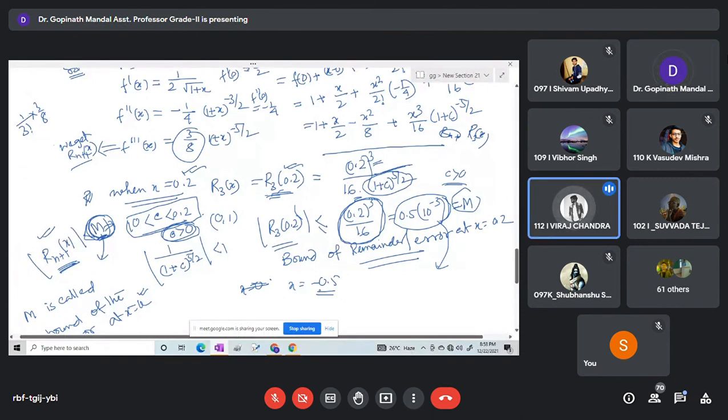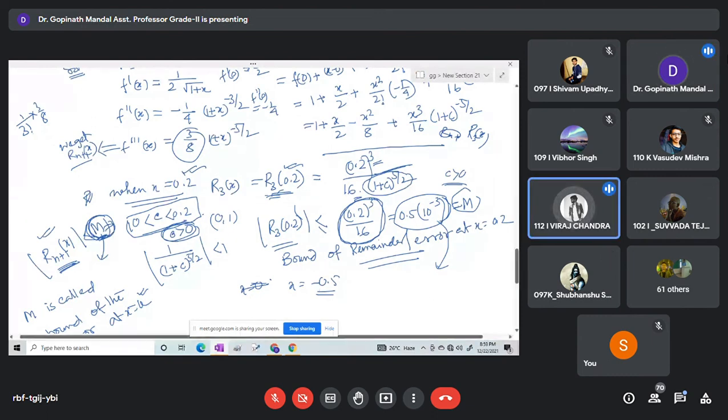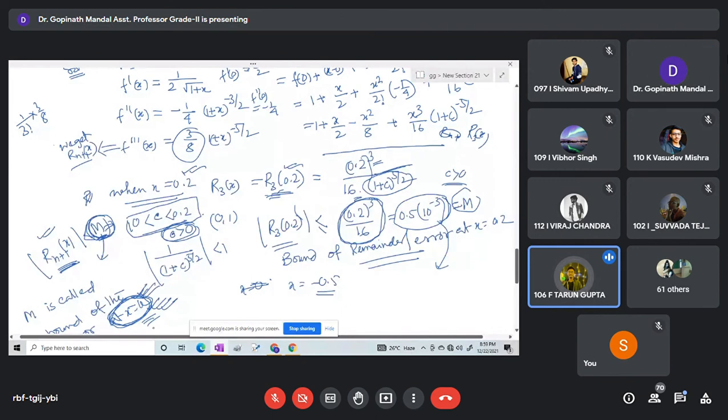If we take x equal to some other value than 0.2, then the value of m changes. So we will be asked to find the bound of the remainder at a particular x. That x will be given in the question, at x equal to a, at a point. So that point will be given in the question where we have to find the bound of the remainder.